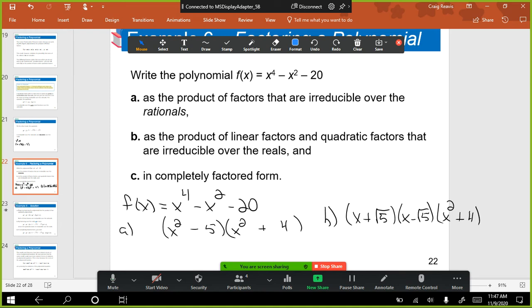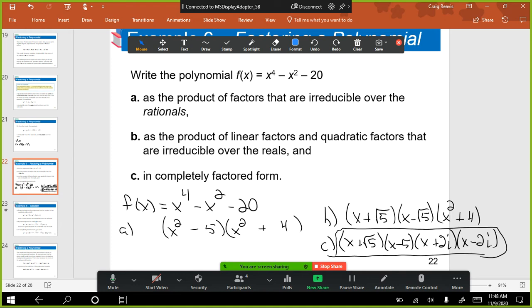So the A part is factored over rational numbers like you've always factored and where you would have to stop. Okay? The second part, it is factored over irrationals, which means I can have square roots. Then the C part, completely factored, means now I can bring in my complex factors. So this would be x plus square root of 5, x minus square root of 5, and then I can go ahead and say this is x plus 2i, x minus 2i. So this is what we consider completely factored once we bring in imaginaries and irrational numbers.